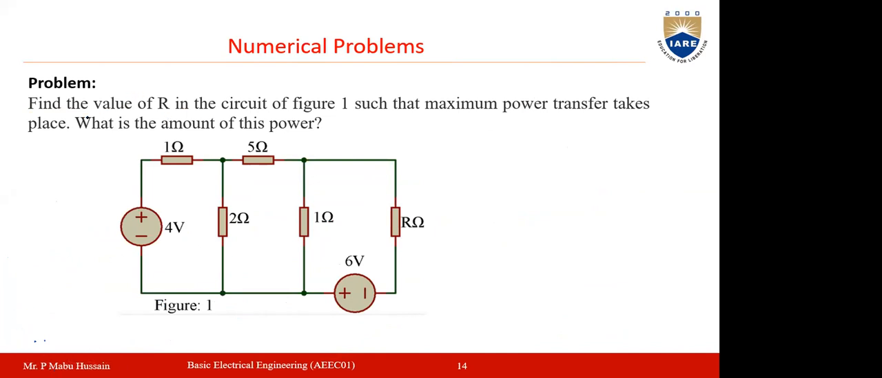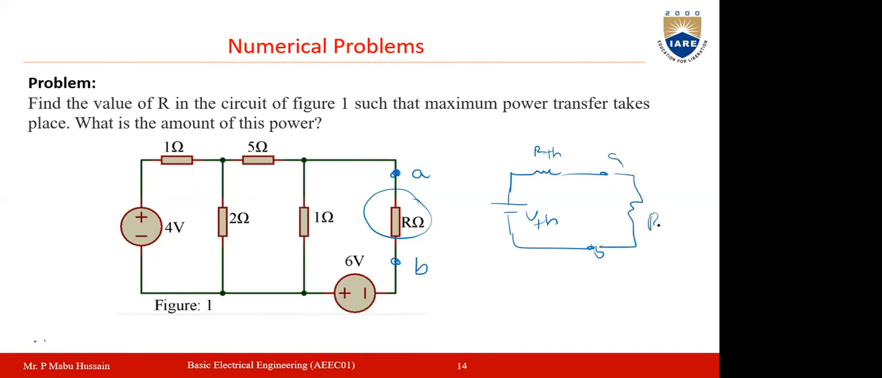Another problem here: find the value of resistance R in the circuit below such that maximum power transfer takes place, and also find the amount of maximum power. Same approach. Remove this resistance and call the terminals A and B, and find the Thevenin voltage and Thevenin resistance between terminals A and B, and draw the Thevenin equivalent circuit. Then replace the terminals A and B with R. According to the maximum power transfer theorem, when R is equal to RTH, maximum power will be delivered, and Pmax will be equal to VTH square by 4 RTH. You also do this as your homework.